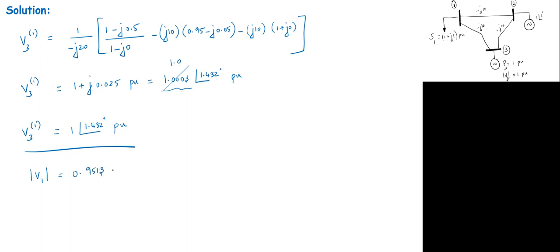0.9513. Delta 1, so this is V1 of 1. Delta 1 of 1 is approximately minus 3 degrees. And delta 3 of 1 is approximately 1.432 degrees. This is in degrees, okay? It's only the magnitude that is in per unit. So let me just write that.